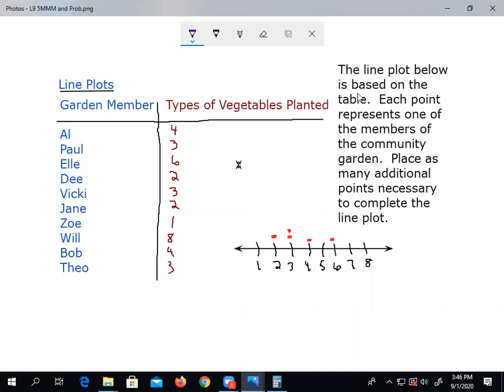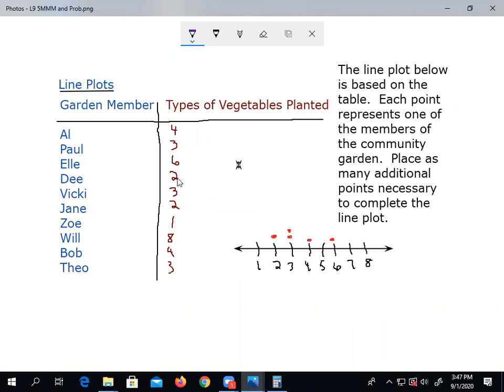So we have this graph, and then we have some directions. The line plot below is based on the table. So this line plot here is going to be based on this table. Each point represents one of the members of the community garden. Place as many points as necessary to complete the plot. So again, we have a line plot down here. We have data over here, and this data is going to be placed on this line plot. So this point here represents one of the community members.